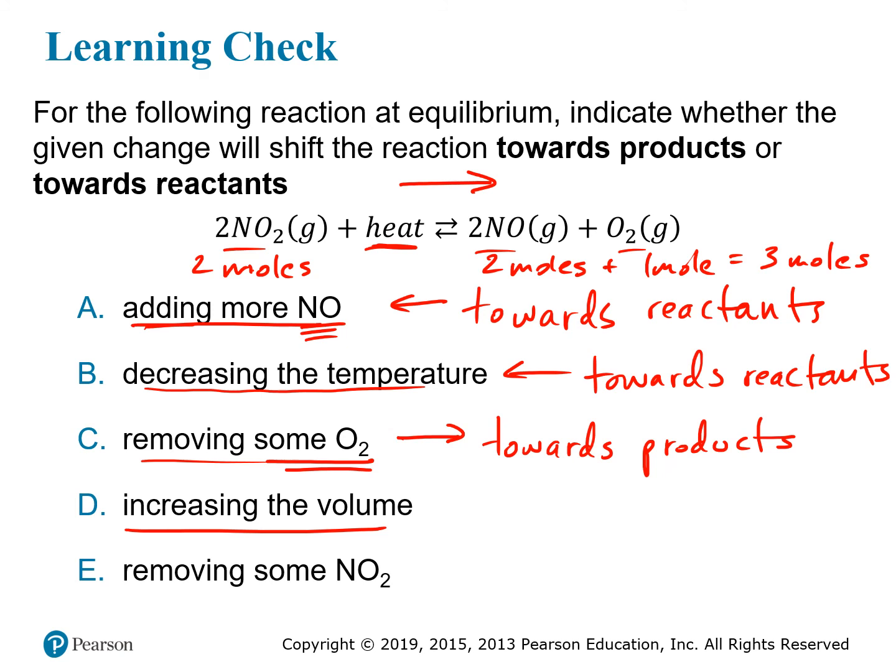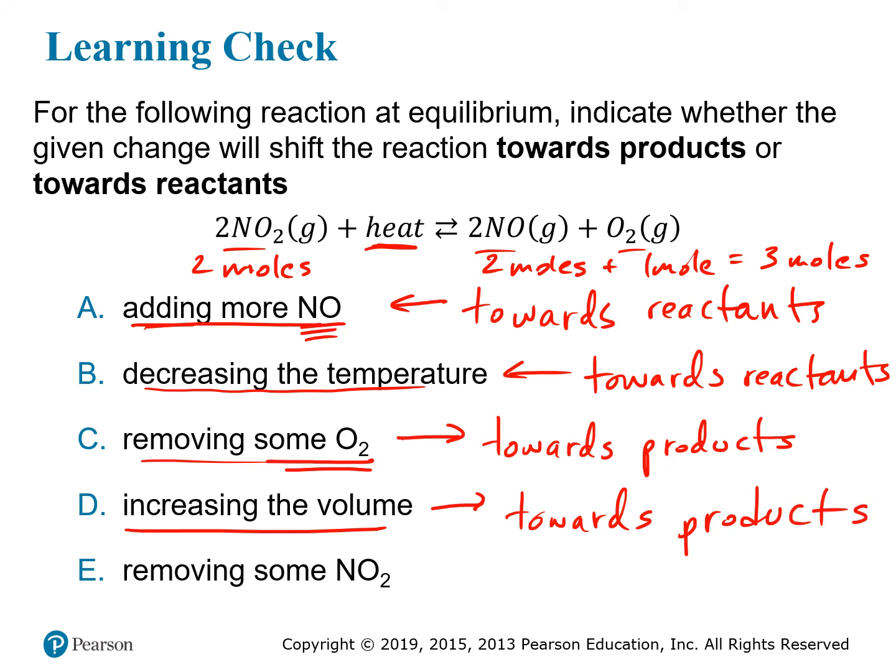So the way that this reaction increases the amount of molecules is by shifting towards the side that has more molecules. In other words, shifting to the right. There's more molecules of gas on the product side than there is on the reactant side.